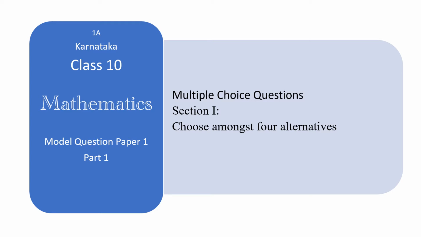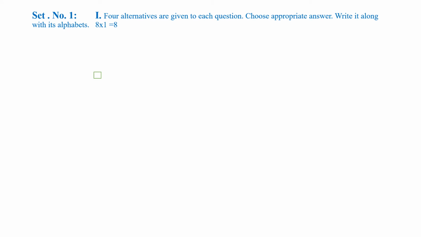We will discuss all important questions here. Please note down as it will help you in solving questions in the examination. Welcome once again. Set number 1. There are 4 alternatives given to each question. The student is required to choose the appropriate answer and write the answer along with its alphabet. In each set, there are 8 questions of 1 mark each.